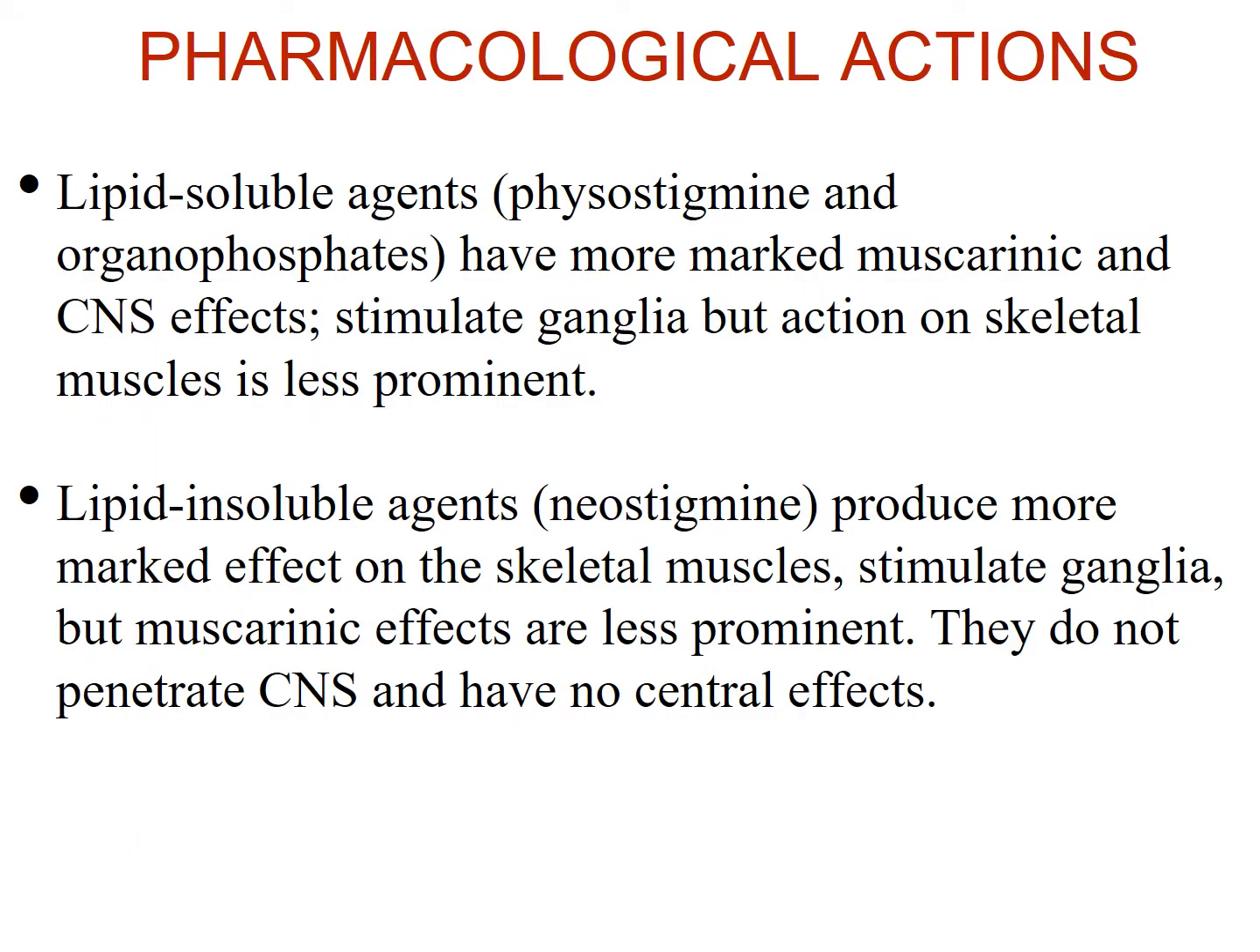So, what are the pharmacological actions? The lipid soluble agents, that is physostigmine and organophosphates, have more marked muscarinic effect. They stimulate the ganglia but have less prominent action on the skeletal muscles, whereas the lipid insoluble agents like neostigmine have marked effect on skeletal muscles, stimulate the ganglia but have less muscarinic effect. They do not penetrate the CNS, and this action of penetration of CNS has its selective role in different types of diseases.